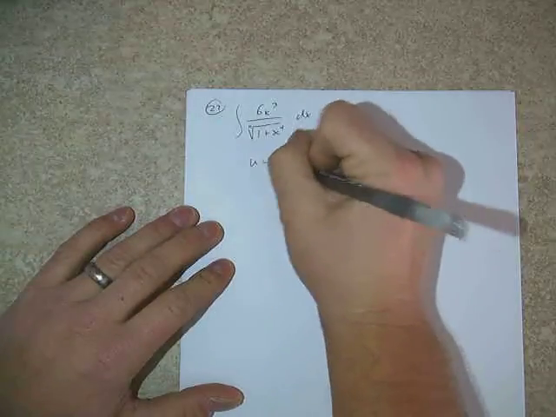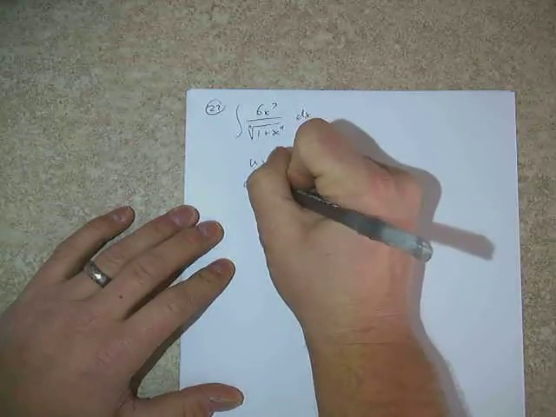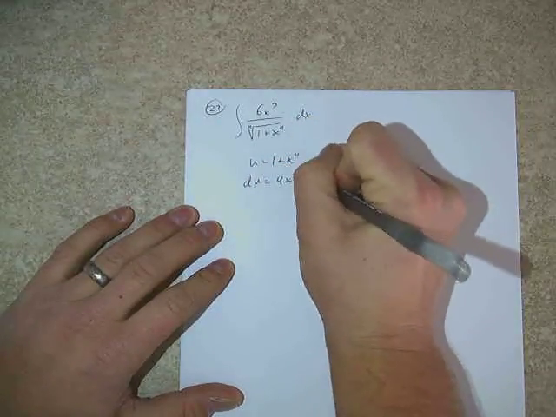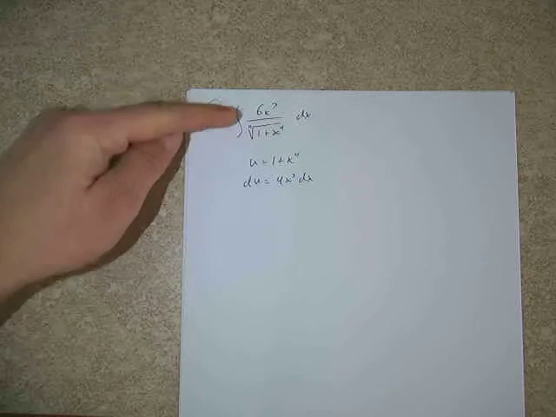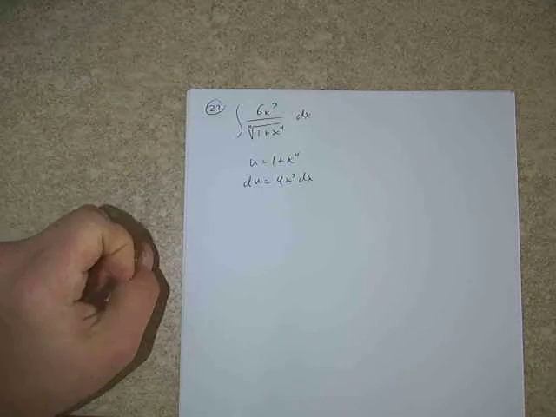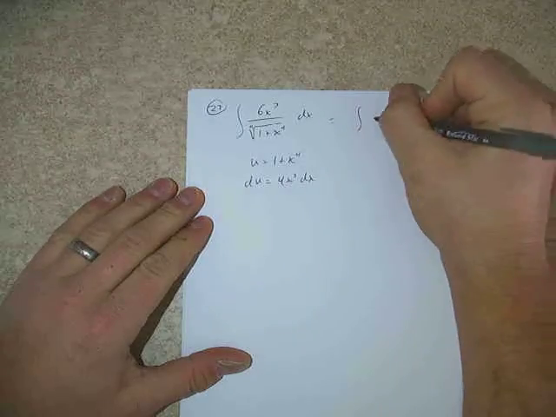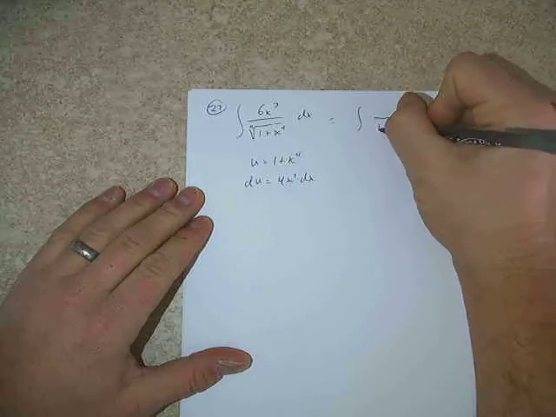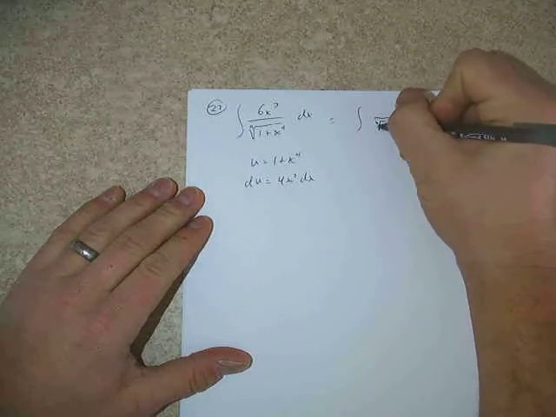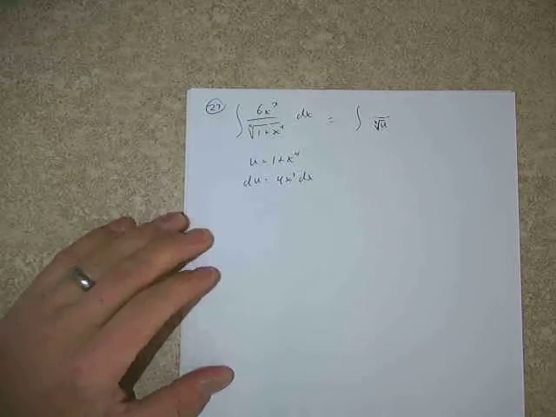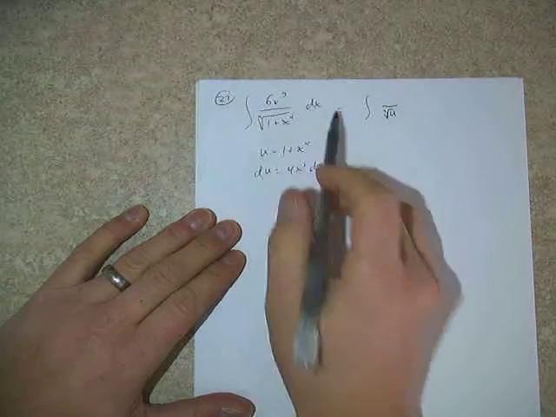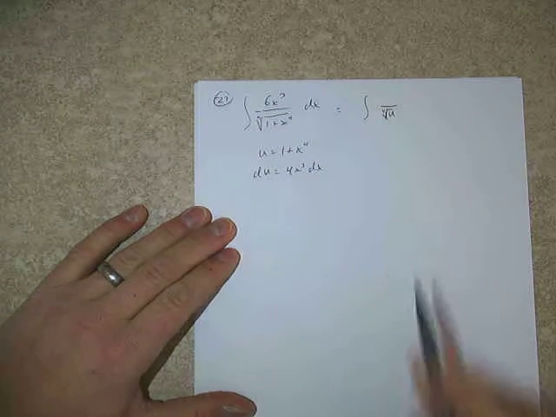So if I let my u equal 1 plus x to the 4th, my du would be 4x cubed dx, which would be related to 6x cubed dx, what we have on top. So when we substitute, we're going to get our 4th root of u on the bottom, which is just a power function, so that's fine. Problem is, though, how do we get rid of 6x cubed dx when we have 4x cubed dx?